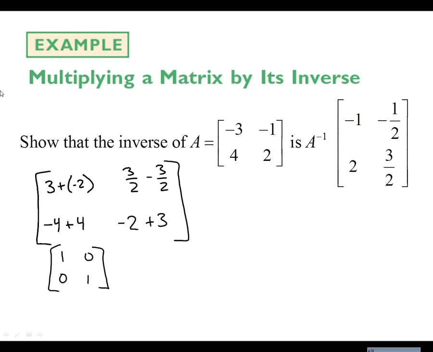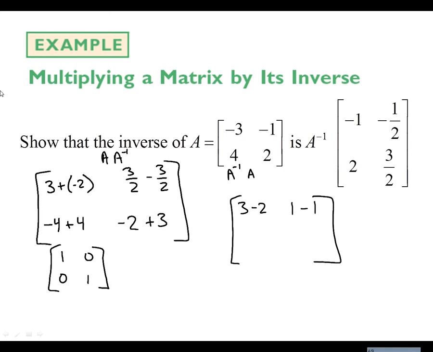Now we need to go the other way as well. This was A times the inverse of A. We need to do the inverse times A as well. So let's go ahead and do that here. First row is negative 1 times first column 3, and negative half times 4 is going to be minus 2. And then first row, second column: negative 1 times negative 1, which is a 1, and negative half times 2 is minus 1.